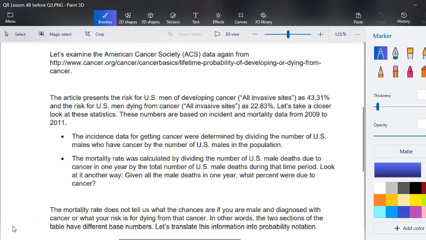You may want to go ahead and pause the recording right now, go ahead and read through this information, and then come back and we'll digest it together.